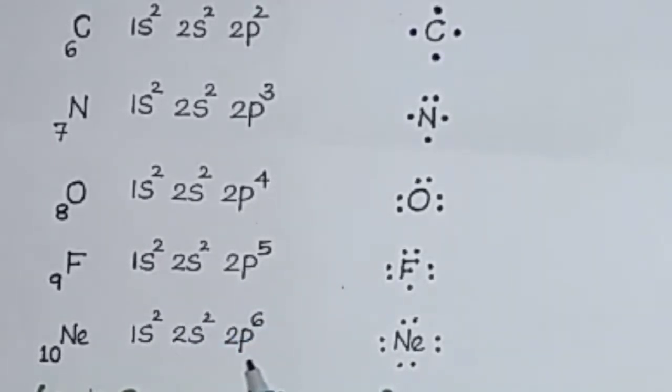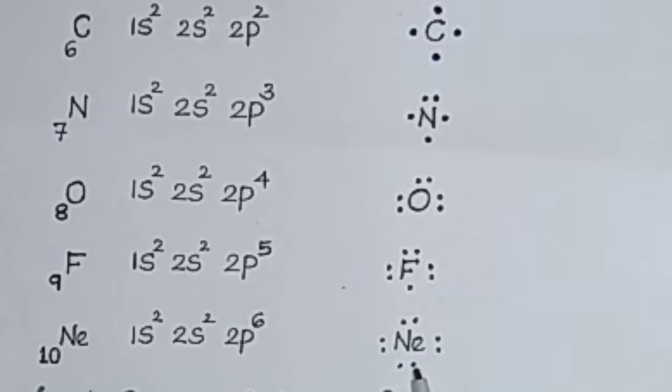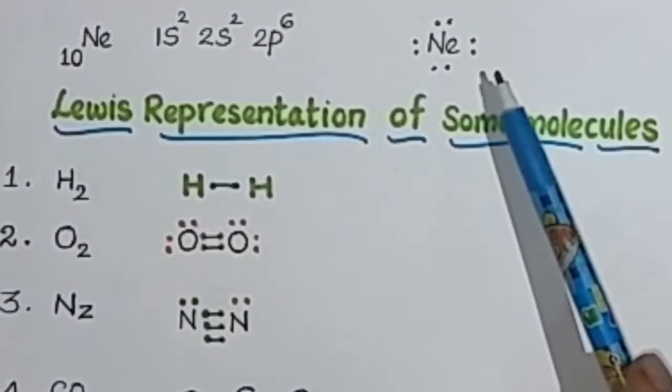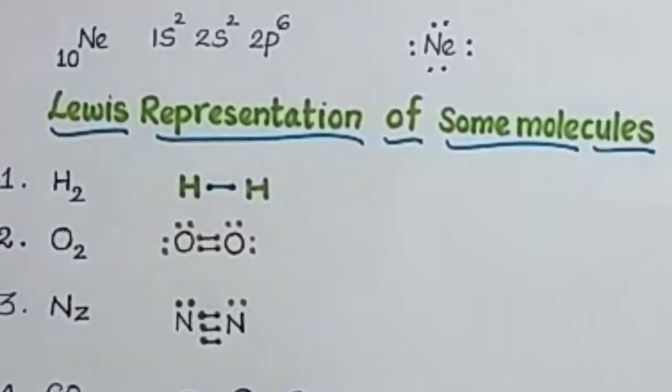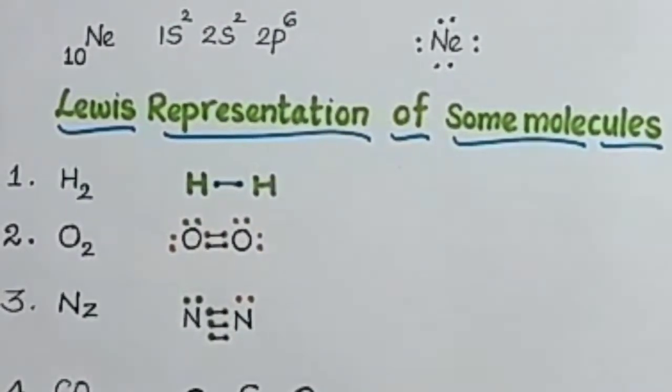Then neon, atomic number 10. The electronic configuration is 1s2, 2s2, 2p6. This consists of 8 valence electrons. So this is a noble gas. So write the neon symbol, then 8 valence electrons, 1, 2, 3, 4, 5, 6, 7, 8. This representation is known as the Lewis dot symbol.